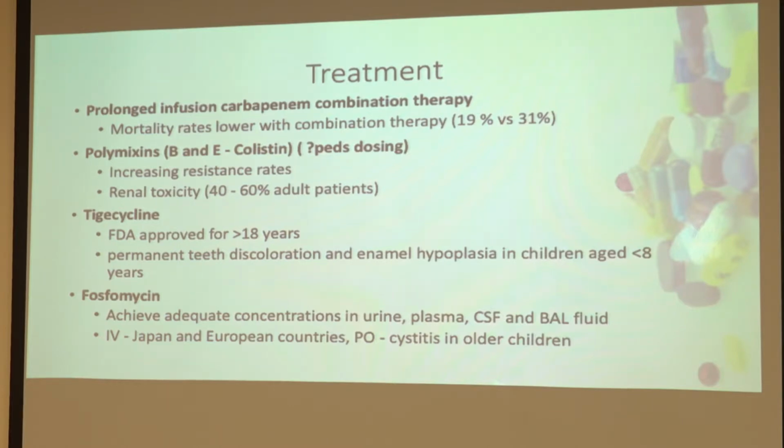The last medicine we have for these CRE infections is fosfomycin. As we know, it achieves adequate concentration in urine, so it's very helpful for UTI. There is an IV formulation available in a few European countries, but here we end up using the PO form for cystitis, and that too in older children.